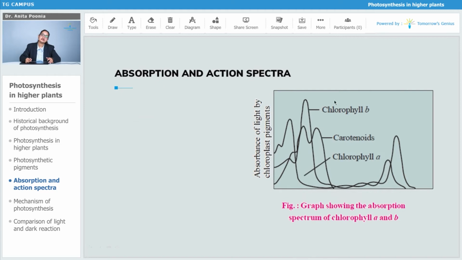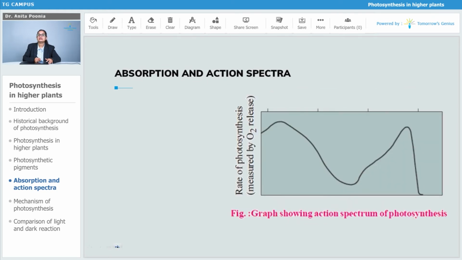So you see here, this is the absorption of light by the chlorophyll pigment, the graph showing the absorption spectrum of chlorophyll A and B. So this is chlorophyll A and this is chlorophyll B and their absorption spectrum. And here this graph is showing the action spectrum of photosynthesis, the rate of photosynthesis that's measured by oxygen release. So this is the action spectrum for photosynthesis.